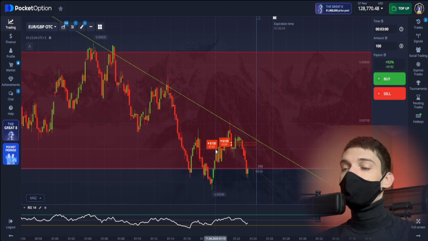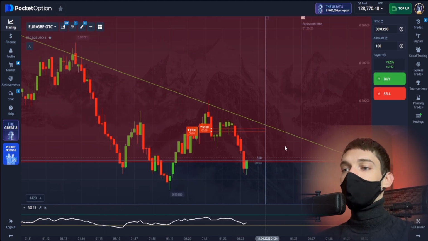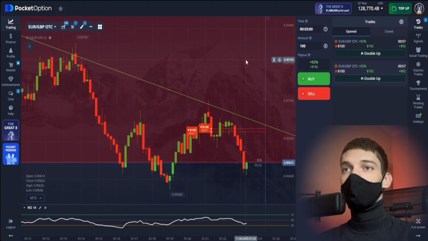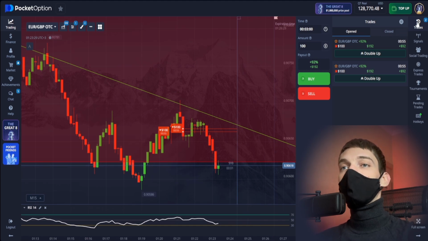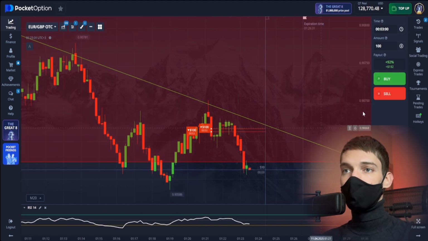As you can see, we opened a cover at a good spot. The price went lower. There is 1 minute left until the end of the trade, and most likely this trade will close in profit.